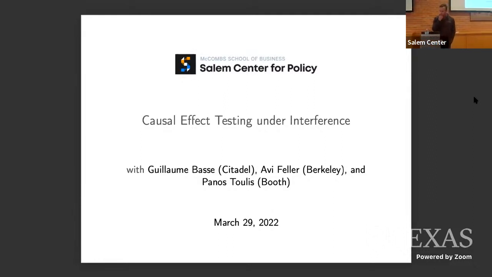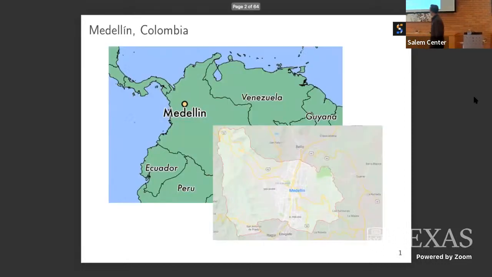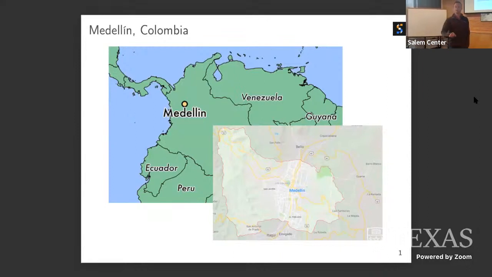Okay. So this is the title of the talk. It sounds a little bit complicated, but really where we're going to be living for the rest of this talk is in the city of Medellin, Colombia. Okay, so Medellin, Colombia, here I have some maps of it. It's the second largest city in the country of Colombia.